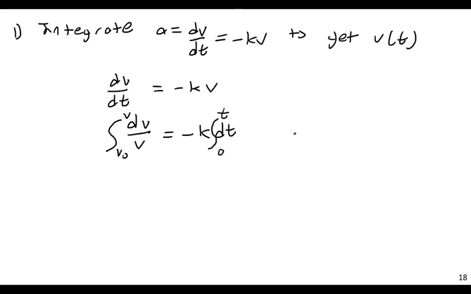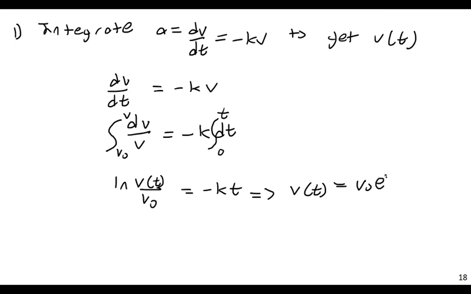And the result will be that the natural log of v of t over v0 is equal to negative kt. And if I apply my logarithm properties, I can find simply that v of t is equal to v0 times e to the negative kt. To use the log properties, it's just going to be applying your basic logarithm properties.